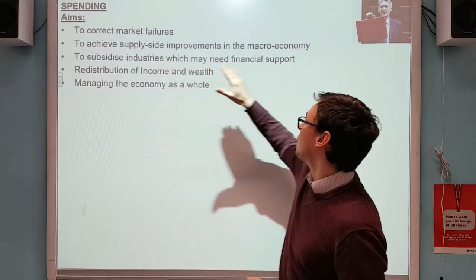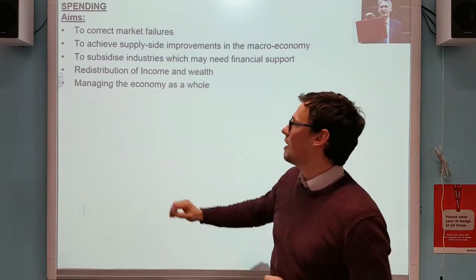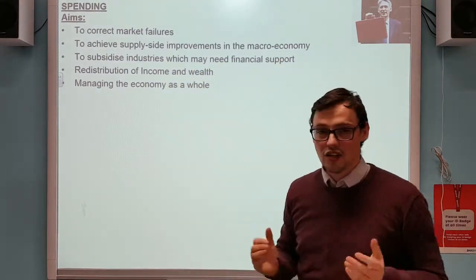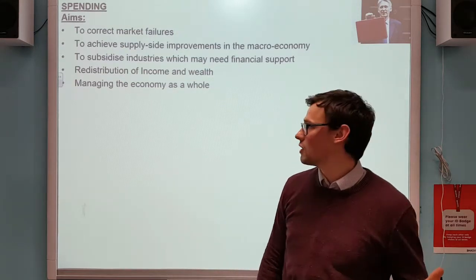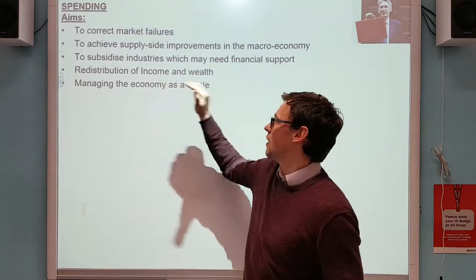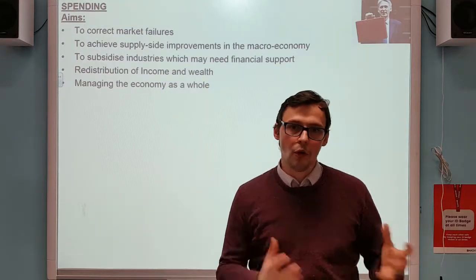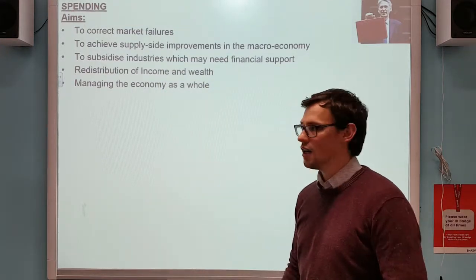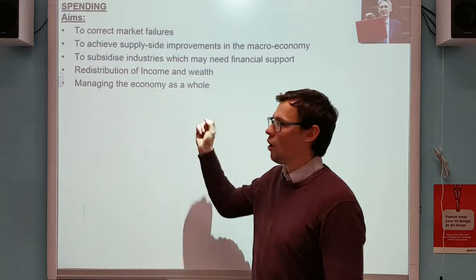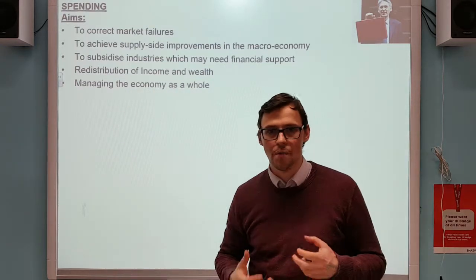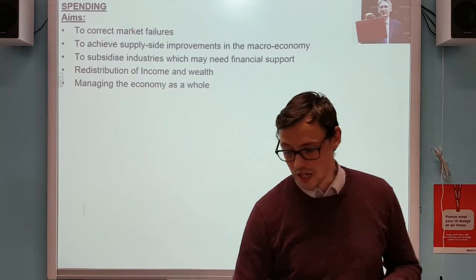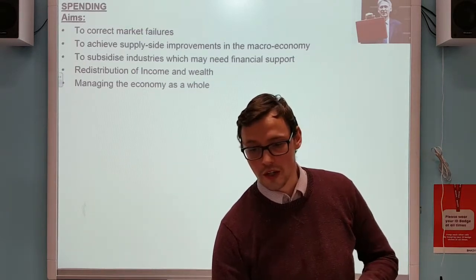So achieve supply-side improvements to the economy. We're looking at subsidising failing industries like the banking industry, Northern Rock, or steel production in Port Talbot. The redistribution of income and wealth, so spending a little more in poorer areas rather than richer areas. And we also have managing the economy as a whole again. So managing those diagrams to better achieve macro objectives and improve the overall performance of the economy.